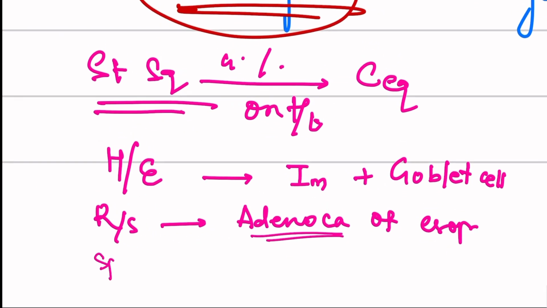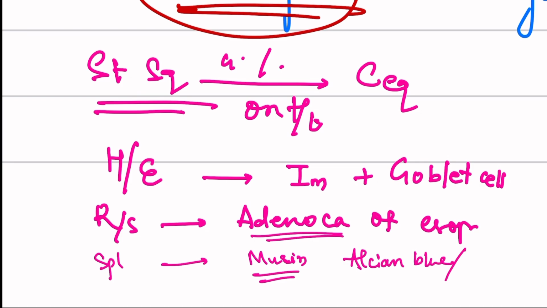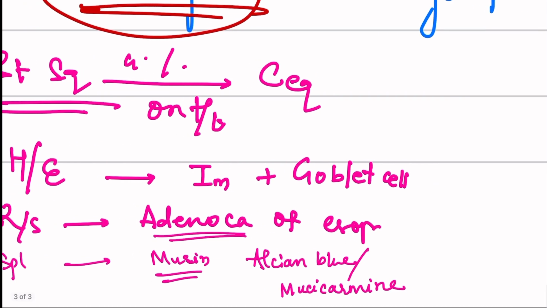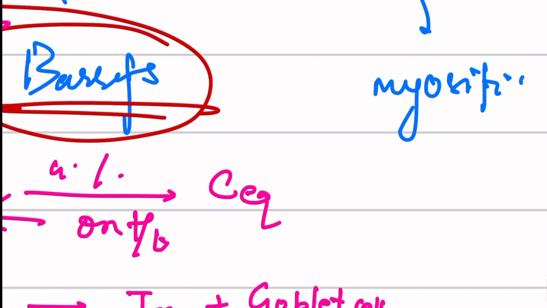Now special staining, see, there are goblet cells. These goblet cells contain mucin. So what is the stain for mucin? It is Alcian blue, or we also call it mucicarmine. So this is the special staining for Barrett's esophagus. It stains the mucin inside the goblet cells. The third one is myositis ossificans.